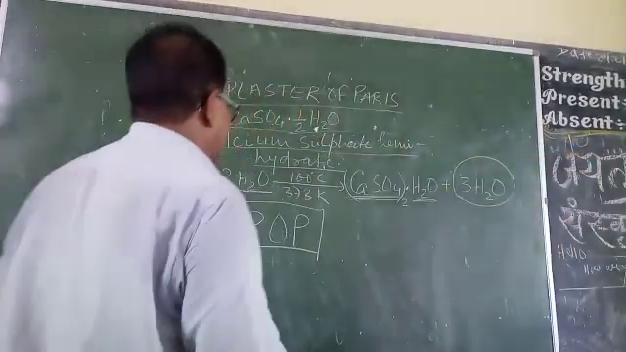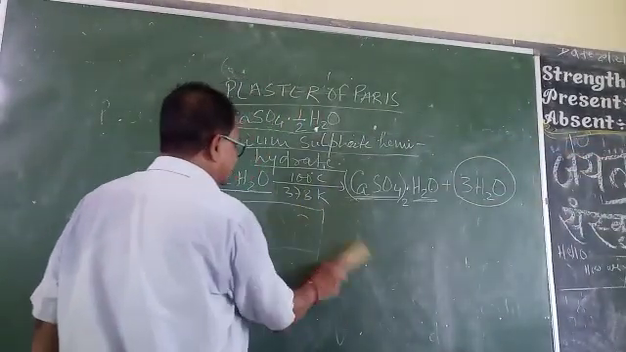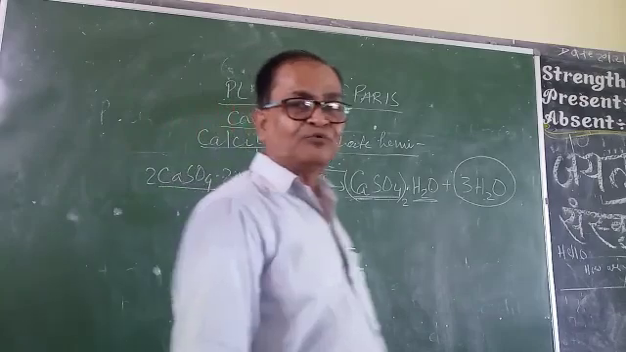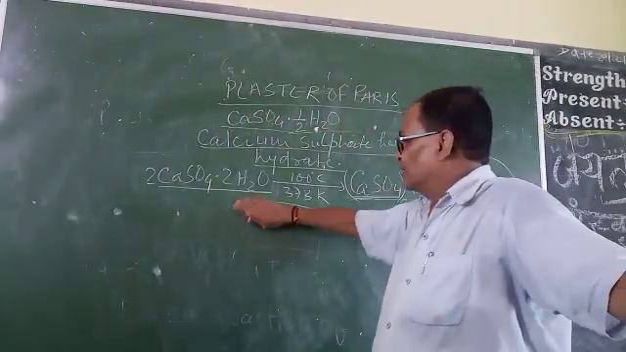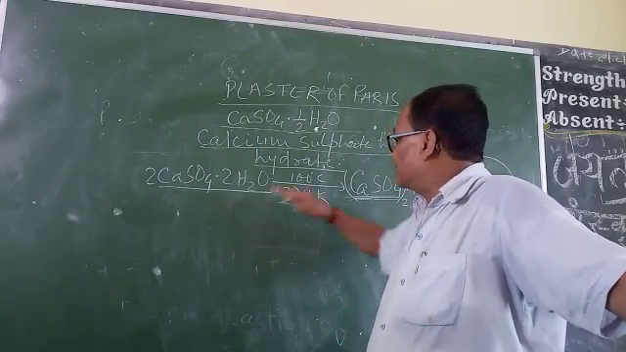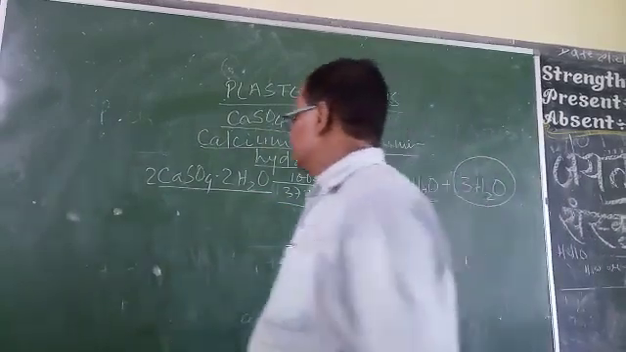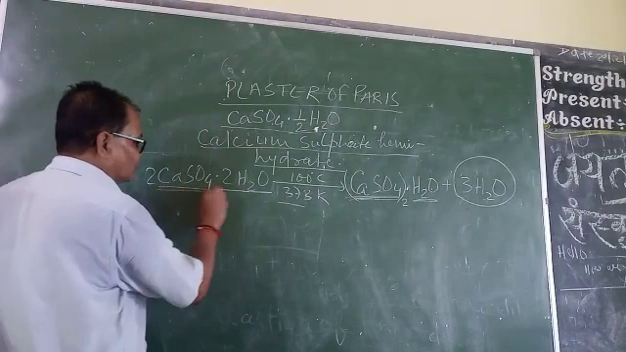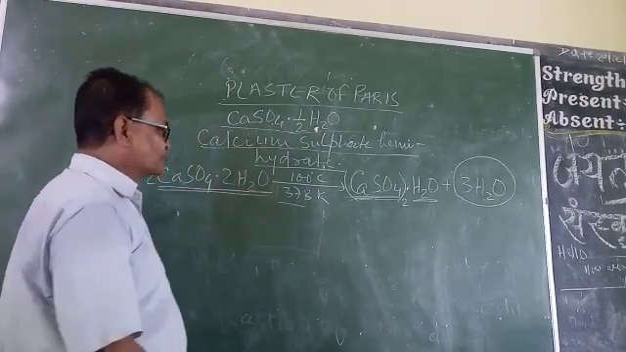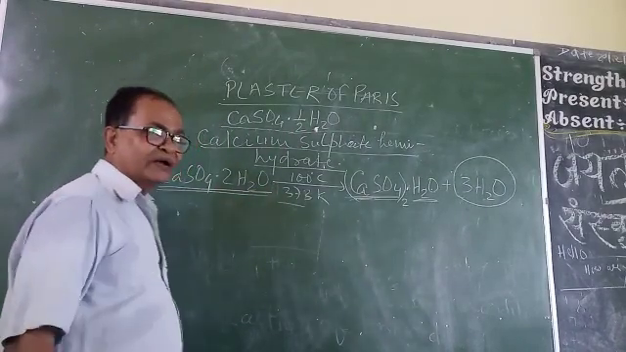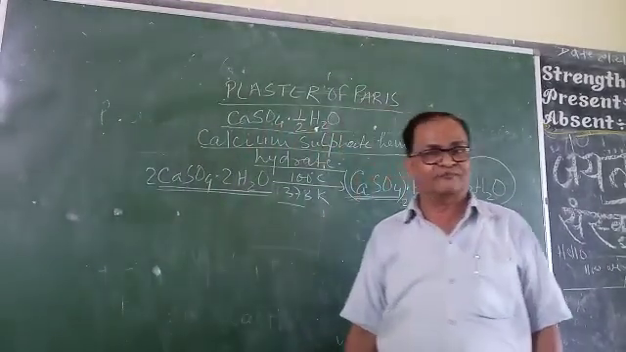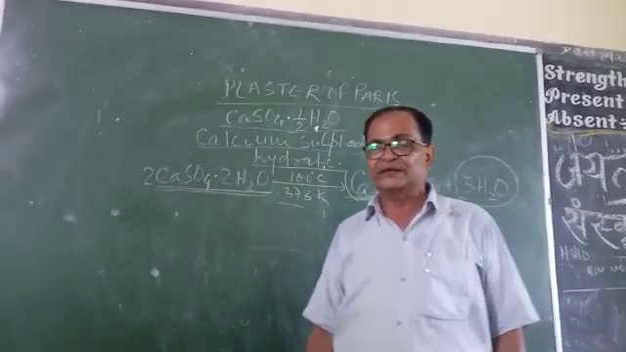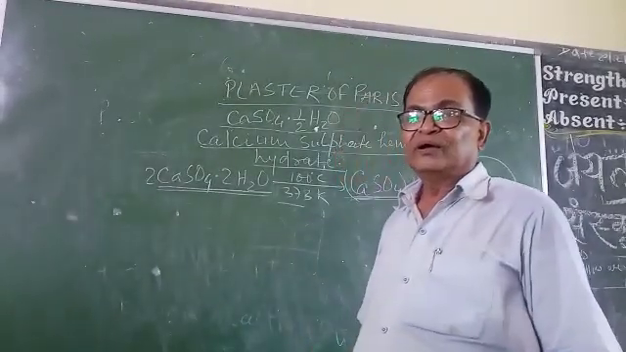Here is the question: why should the heating be controlled up to 100 degrees Celsius? If we heat the gypsum above 100 degrees Celsius, then gypsum loses all of its water of crystallization and is converted into anhydrous calcium sulfate, which is known as dead burnt plaster.